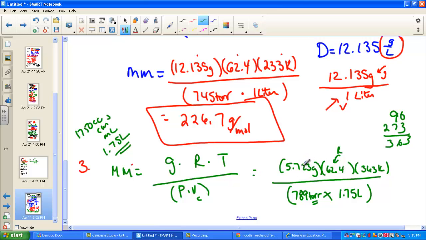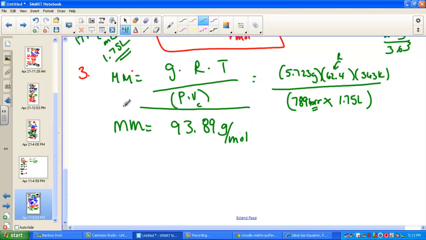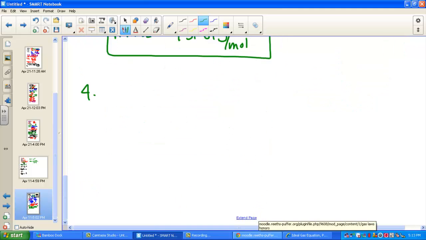5.723 multiplied by 62.4, multiplied by 363, divided by the product of 789 times 1.75. So that's in a parenthesis on your screen, equal. And here we have the molar mass. I'm finding on my screen 93.885, shall we say, 93.89 grams in every 1 mole. Good work. What's next?